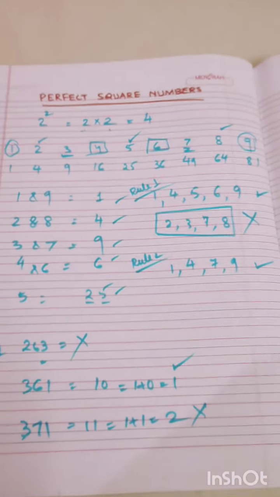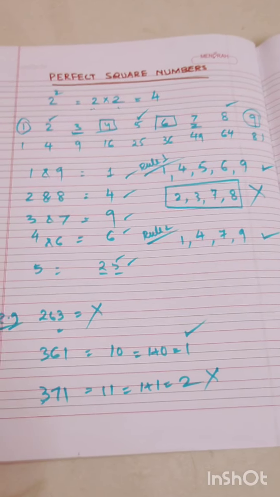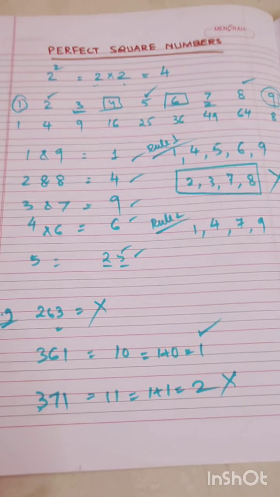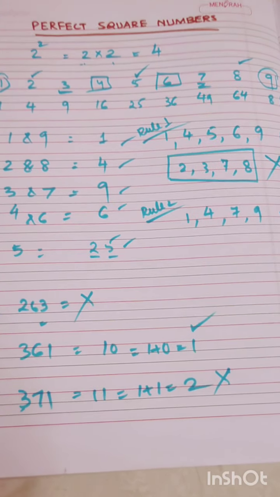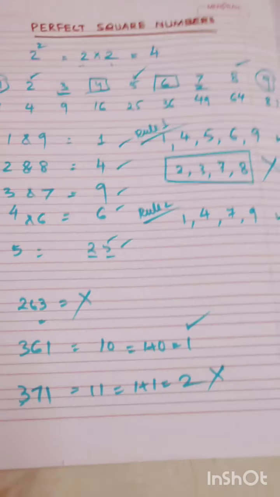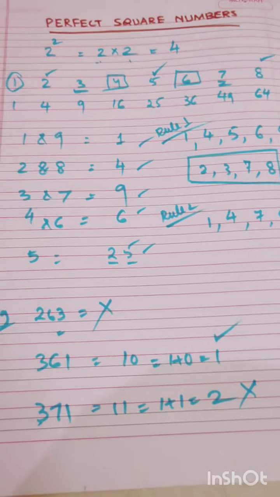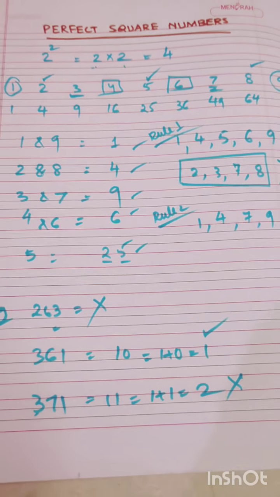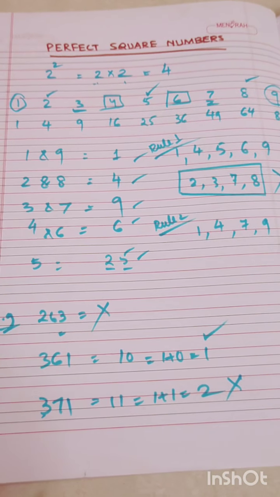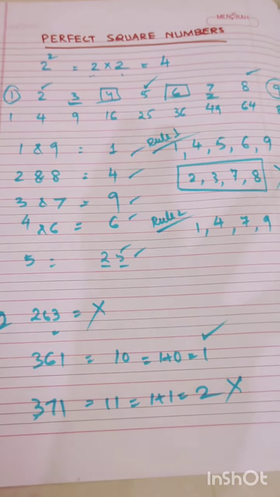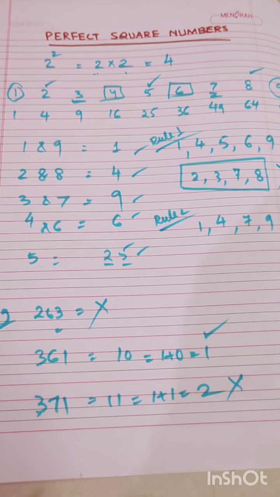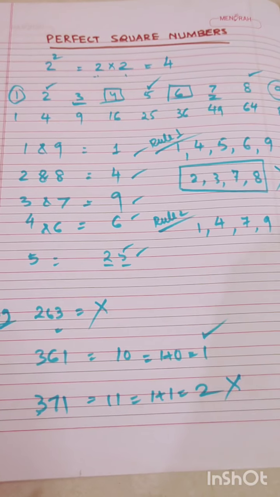Okay. So these two rules are enough to find whether a particular number is a perfect square number or not. This trick will work for 99.9% of cases, except some. There are certain exceptions to it, but most of the time this trick will work. So you pick up any number, apply these two rules and check whether the given number is a perfect square number or not.